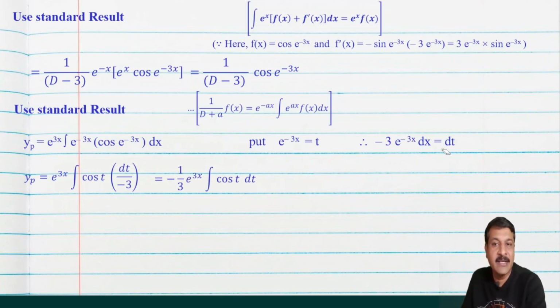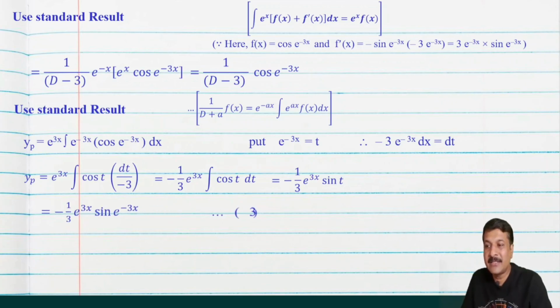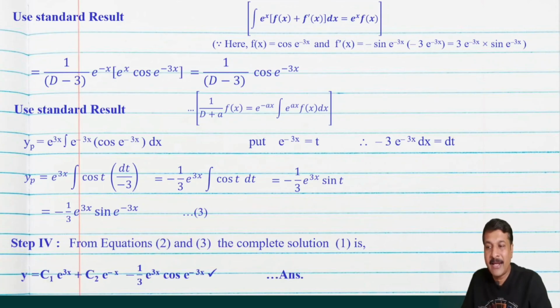So here, find this first: e raised to minus 3x dx is nothing but dt by minus 3, and now the integration of cos t is nothing but sin t. So I get minus 1 by 3 e raised to 3x sin t, and what is t here? T is e raised to minus 3x, and that is your yp, and hence the complete solution is yc plus yp. So this is your complete solution.